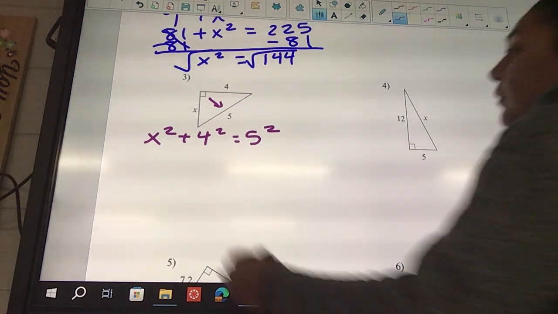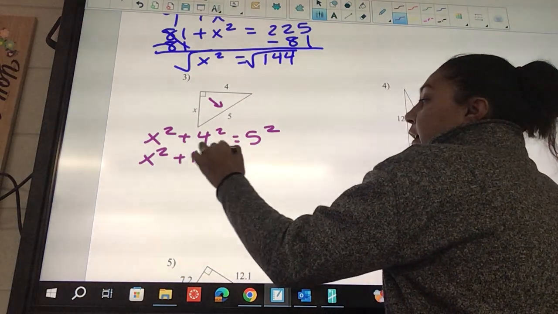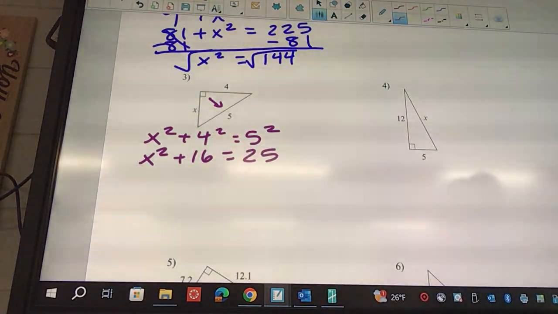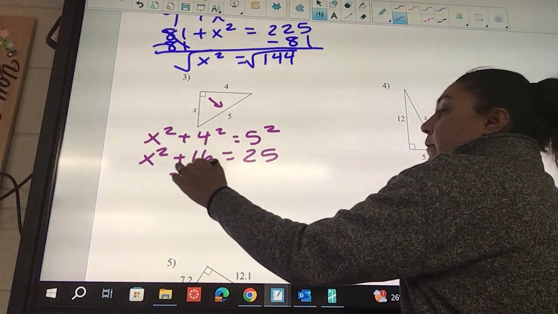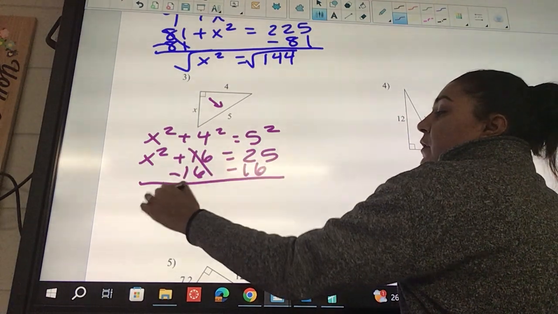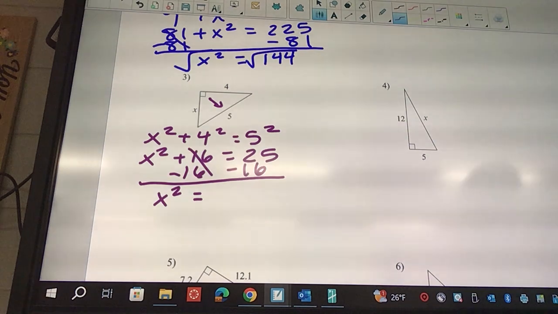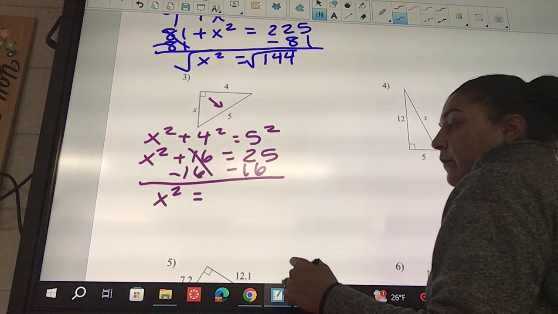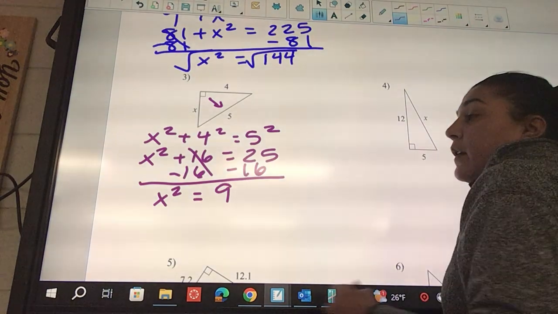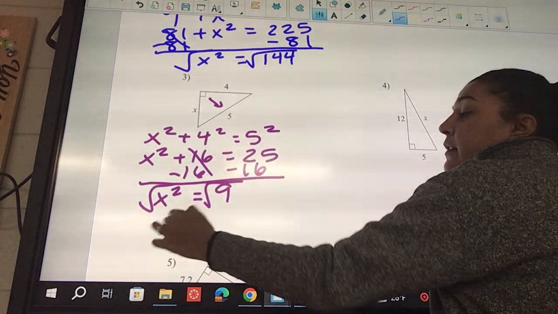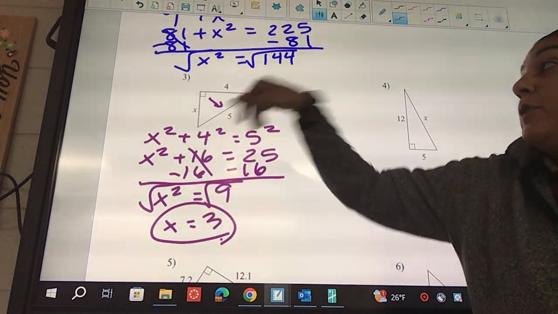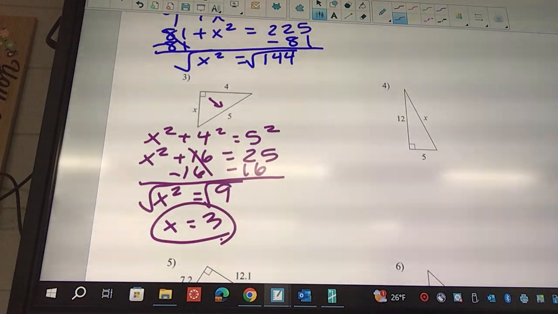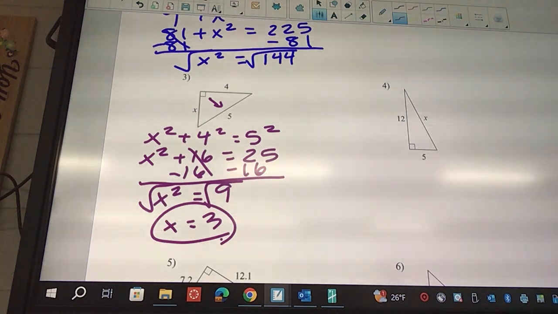Okay, what is 4 squared? 16. And 5 squared is going to be 25. Then what needs done? Subtract 16 from both sides. Okay, so I'm going to get x squared. What is 25 minus 16? 9. Okay, and then we're going to square root both sides, and my x is going to be 3. And again, I can see that my x, the one that I was solving for, is less than 5. That doesn't mean it's absolutely right, but it means it's probably right. If it was 25, then I know yours isn't right. There's no way.